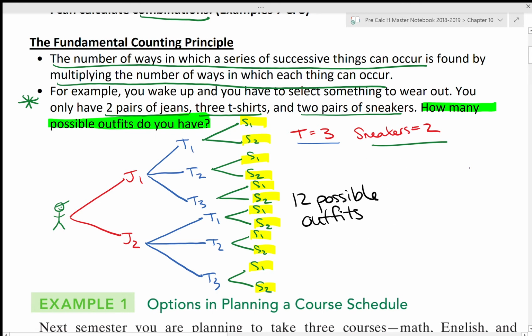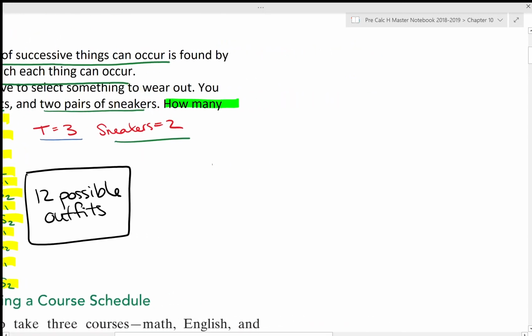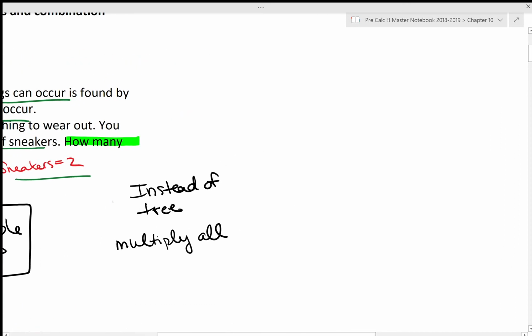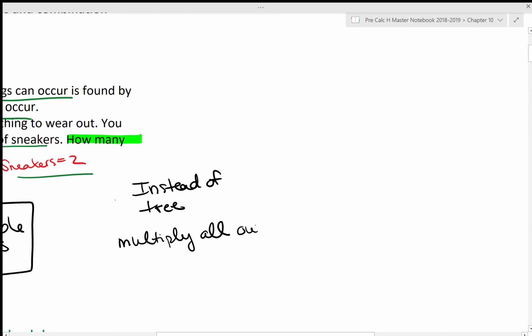Now, it's not always going to be this easy where you have like 2 and 3 and stuff like that types of outcomes. You may have like 8 possible shirts and 5 pairs of jeans and all these things, and it would be really hard to make this tree all the time. So if you use the fundamental counting principle, all you would have to do instead of the tree is multiply all outcomes for each selection.